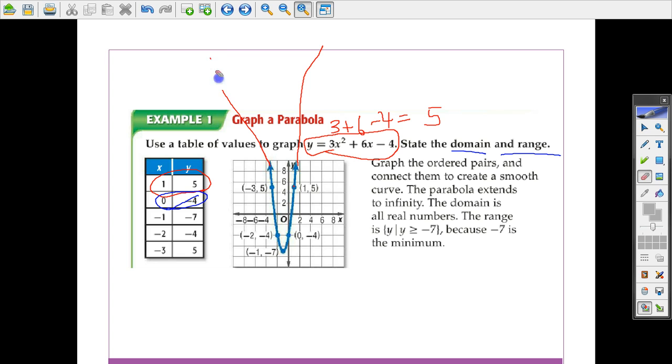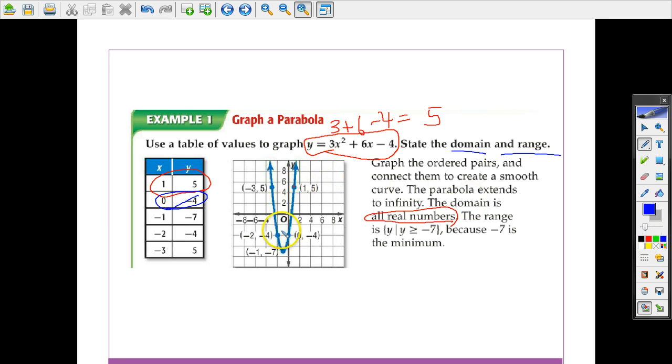But imagine this graph continuing. And if it continues, you can see the x is going to get larger on each side. So you have all possibilities, all real numbers for domain.